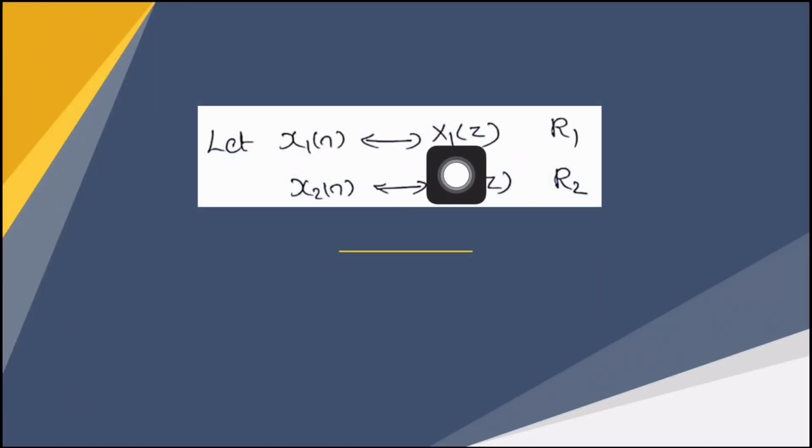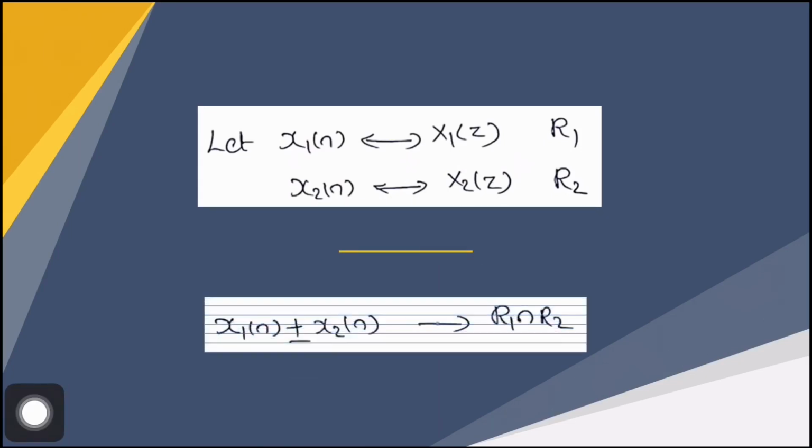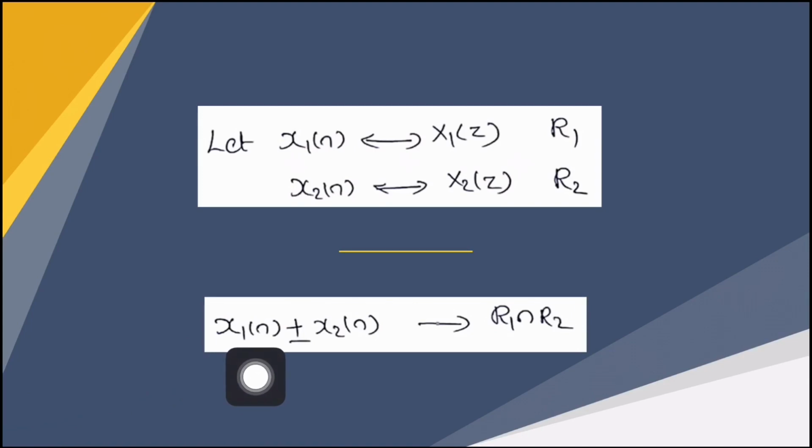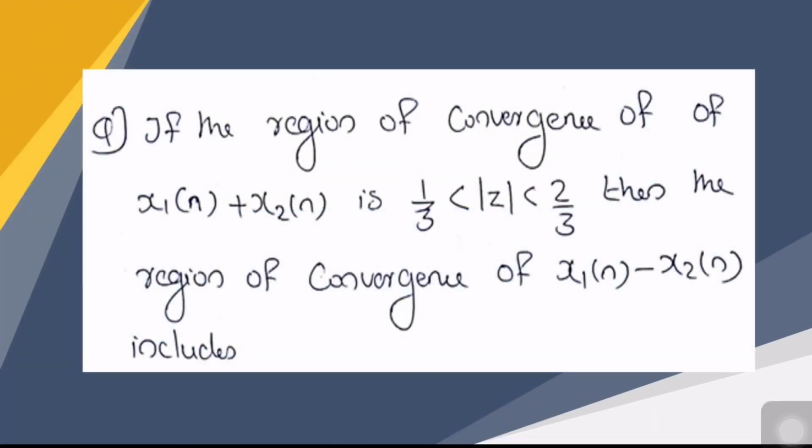If X1(z) is the Z transform of x1[n] with ROC R1 and X2(z) is the Z transform of x2[n] with ROC R2, then the ROC of the Z transform of x1[n] plus or minus x2[n] is R1 intersection R2. So we can say the ROC of x1[n] plus x2[n] and x1[n] minus x2[n] are the same. Thus, our answer is 1/3 less than mod z less than 2/3. That is option D.